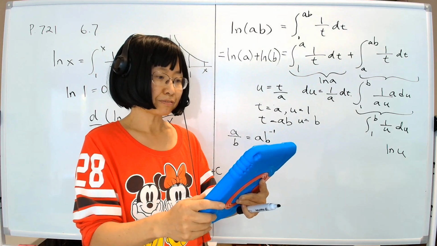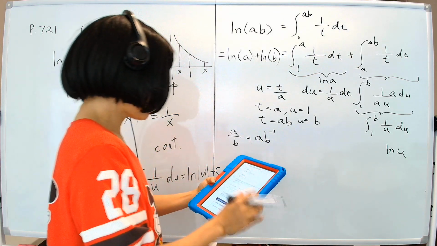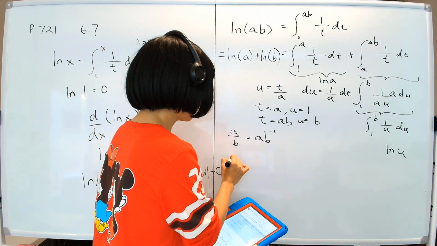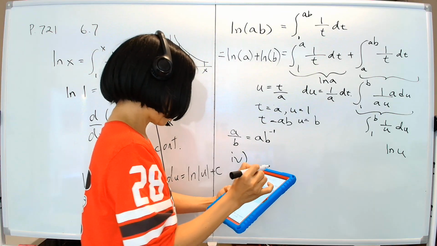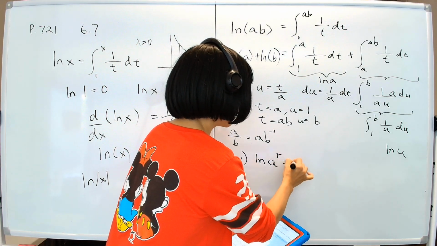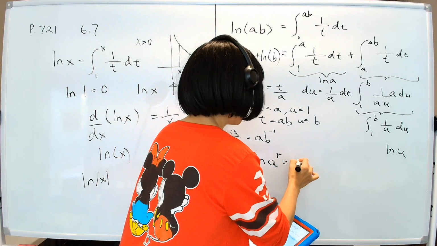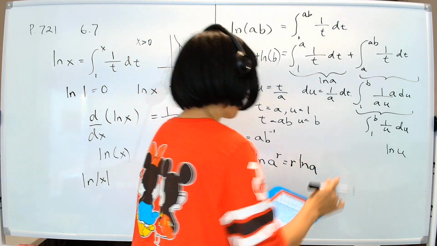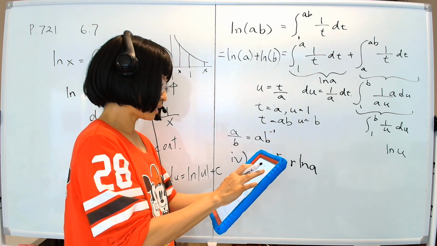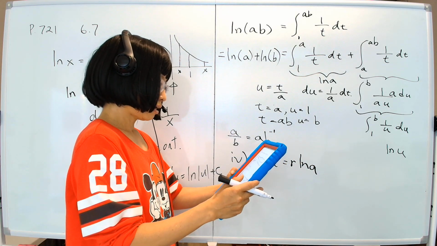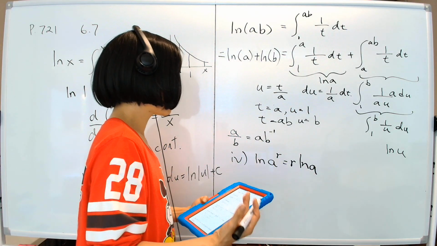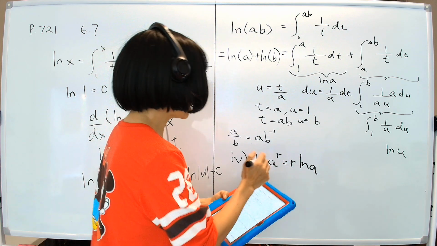So let's prove part 4. Now, how are we going to prove part 4? Part 4 says that we have to prove the natural log of a to the power r is equal to, just like the Earth version, r times natural log of a. And how are we going to prove that? Let's look at the next page, where it says the derivative of the natural log. We're going to take the derivative to prove something. So let's take the derivative.